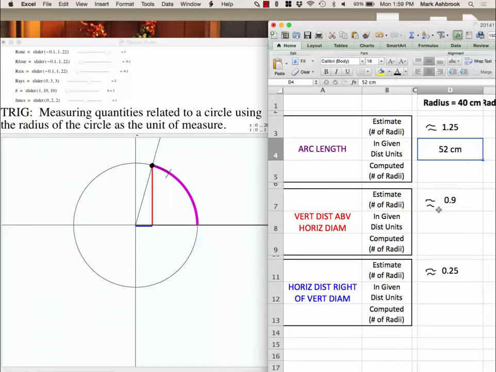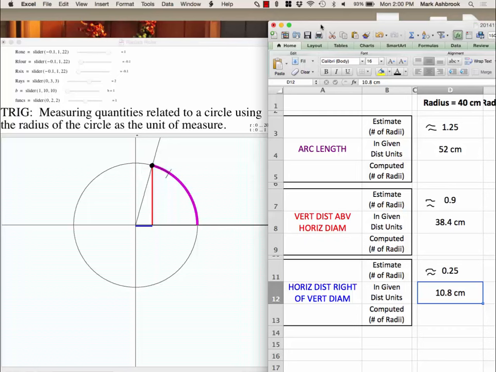And I'm going to tell you that that actual red height to the point is truly 38.4 centimeters. And the blue distance to the right, let's say, so the red one's up, right? The red one's up, 38.4 centimeters up. And then the blue one to the right is truly 10.8 centimeters. Okay?